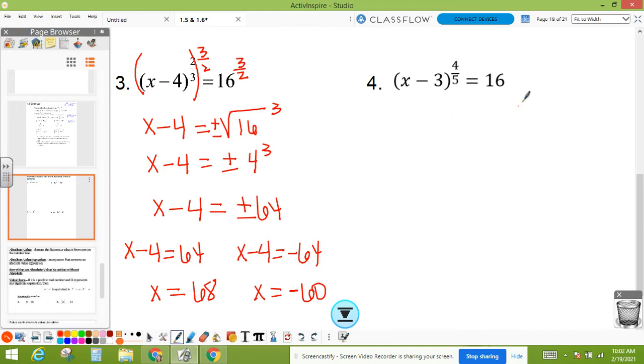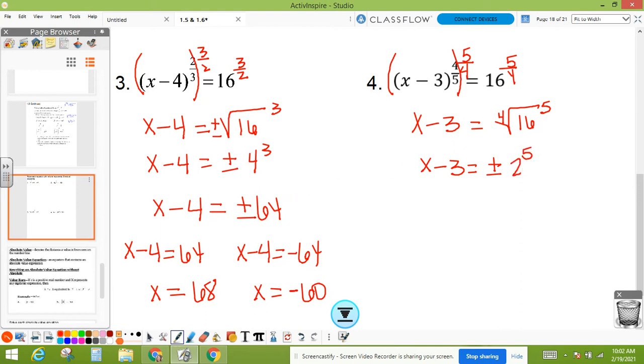All right, so for the next one, we're going to raise to the 5/4 because that's the reciprocal of 4/5. So x minus 3 comes out. This is the 4th root of 16 to the 5th. So because it's an even root, we need plus or minus. The 4th root of 16 is 2. 2 to the 5th is 32.